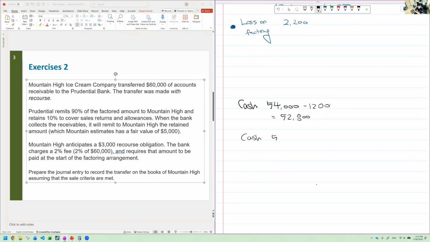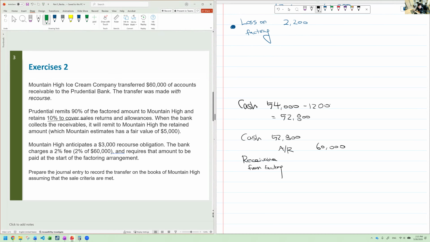The journal entry is going to be debit cash, $52,800. Mountain sold accounts receivable at $60,000. And then there is a receivable from factor. The remaining 10% had a fair value of $5,000. And then there was a recourse liability. I might be obligated to make up the difference if the bank cannot collect at least 90% of that.